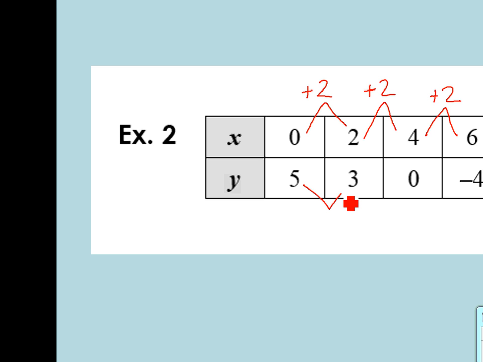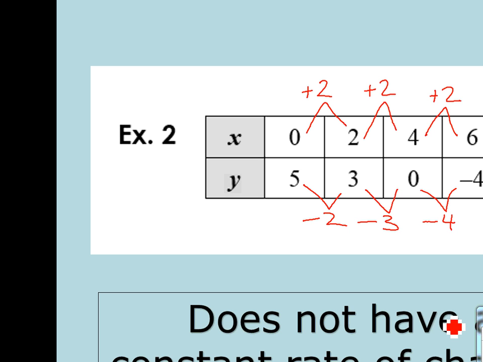To get from 5 to 3, you're going down, so we're going to subtract 2. To get from 3 to 0, you're going to subtract 3. And 0 to -4, you're going to subtract 4. Even though we see a pattern, it is not constant. So this one does not have a constant rate of change. So in this case, our answer, we would write the sentence, does not have a constant rate of change. And put a box around that. You will use that on your homework and tests and quizzes.